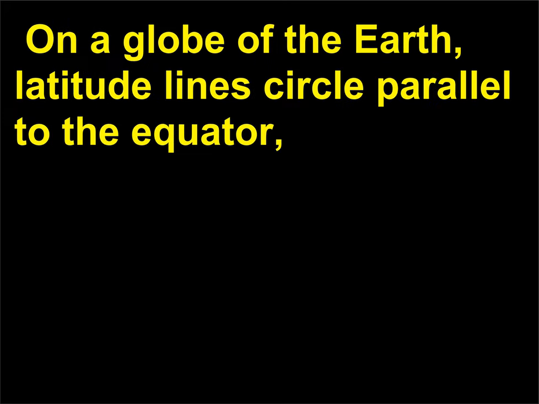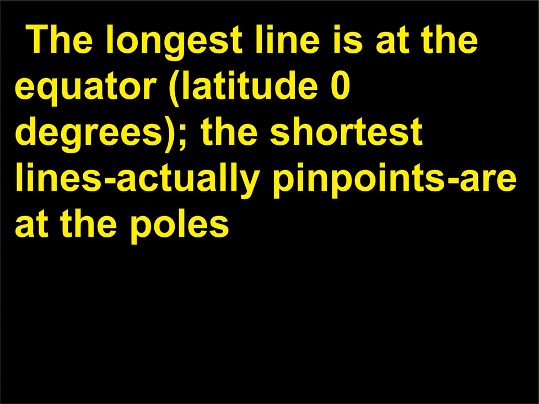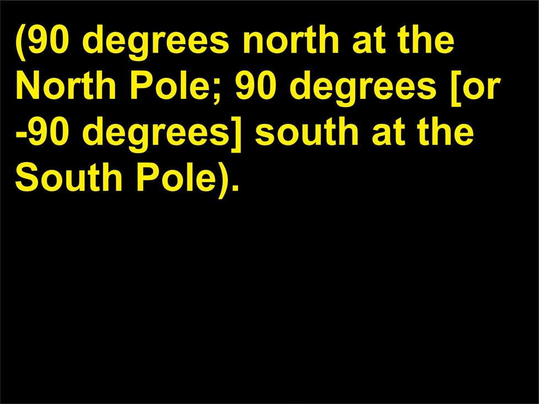On a globe of the Earth, latitude lines circle parallel to the equator and differ in length depending on their location. The longest line is at the equator, latitude 0 degrees. The shortest lines actually are points at the poles: 90 degrees north at the North Pole, and minus 90 degrees south at the South Pole.